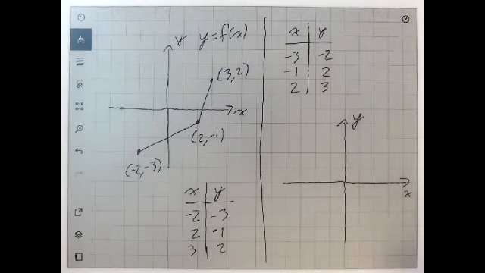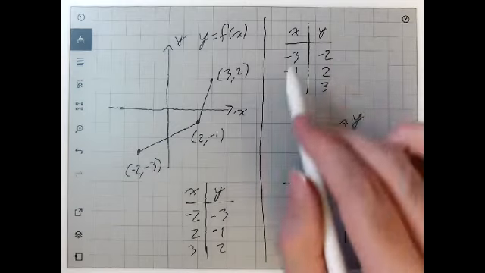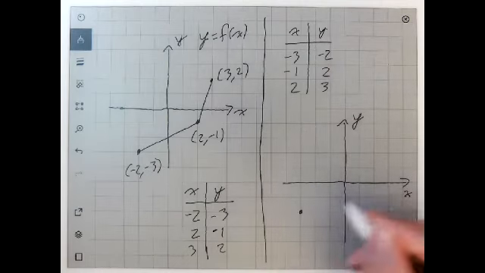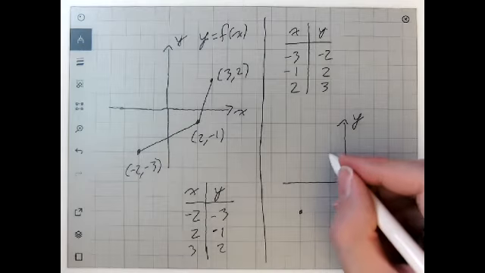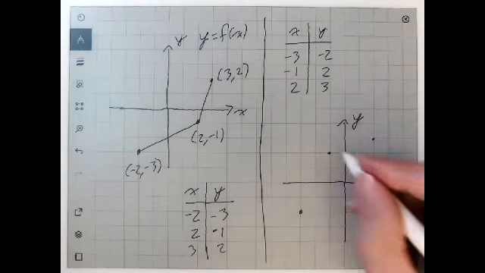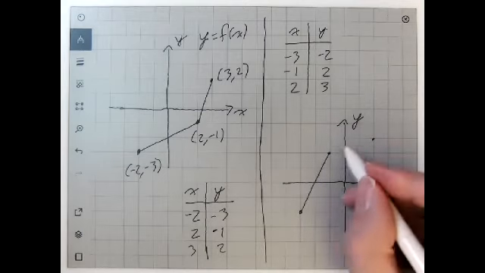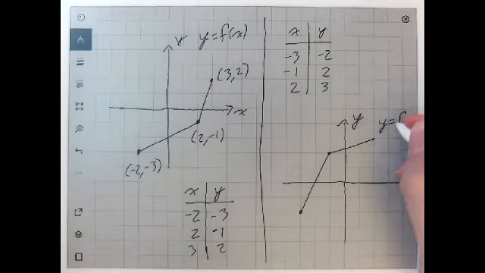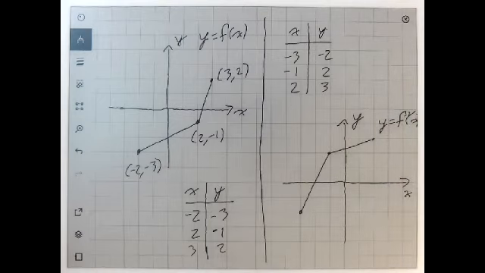If I sketch out another set of coordinate axes and I plot these 3 points, this time I get a curve that looks something a little bit more like that. And this is the graph of y equals f inverse of x.